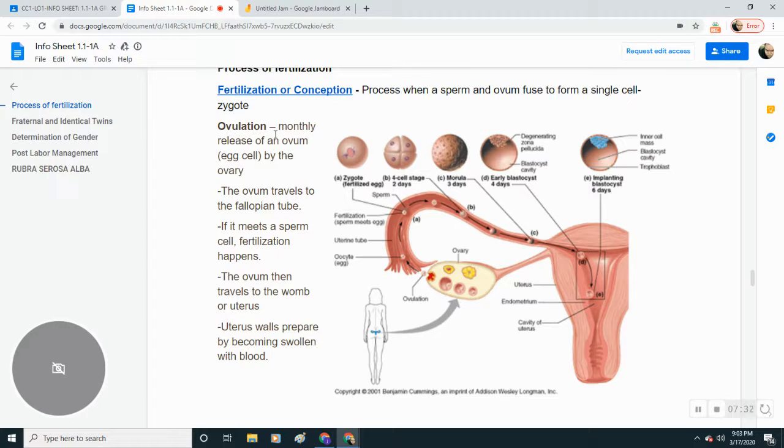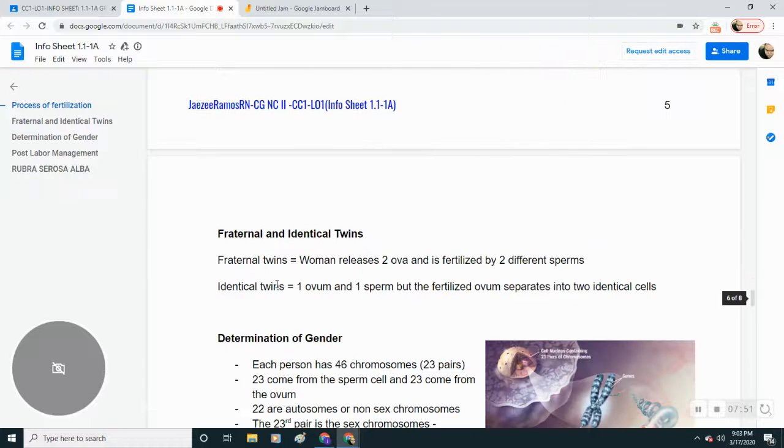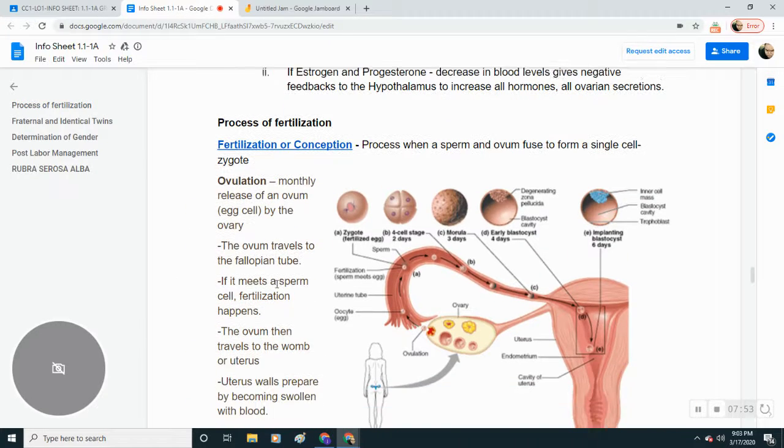Okay? So ovulation is the monthly release of an ovum, as I told you. The ovum travels to the fallopian tube. If it meets a sperm cell, fertilization happens. The ovum then travels to the womb or the uterus. The uterus walls prepare by becoming swollen with blood. Okay?